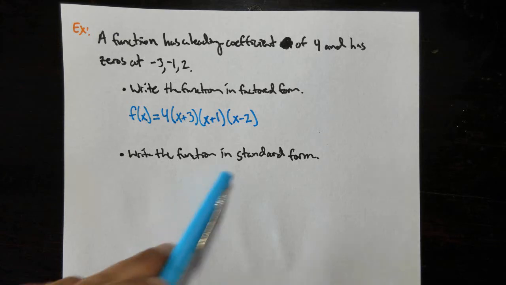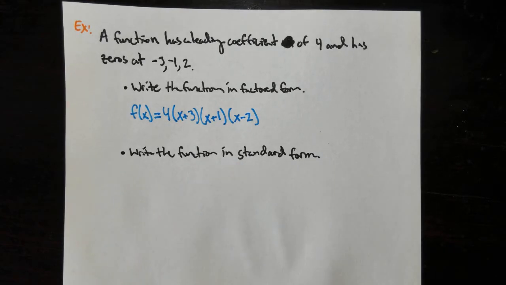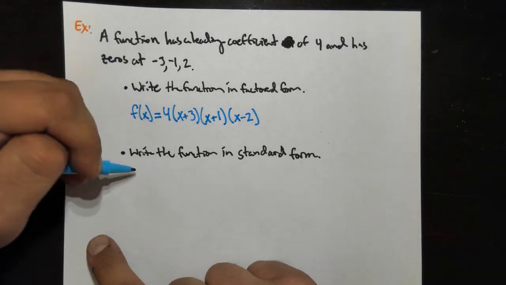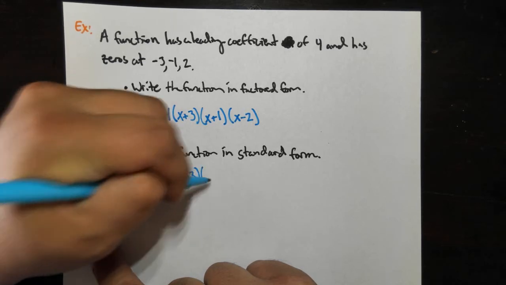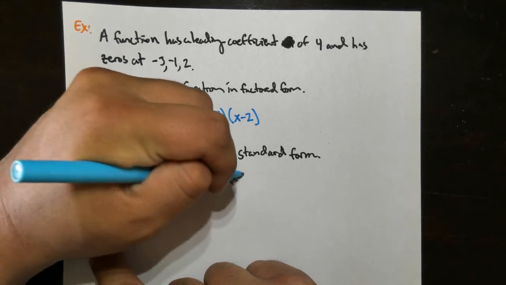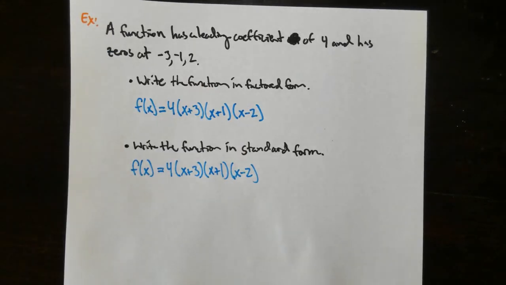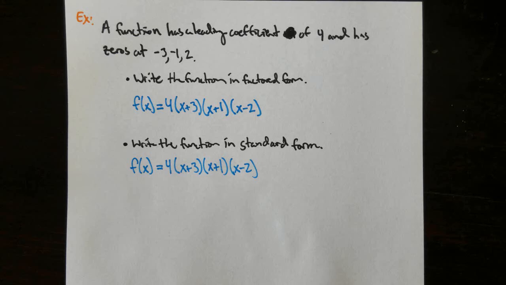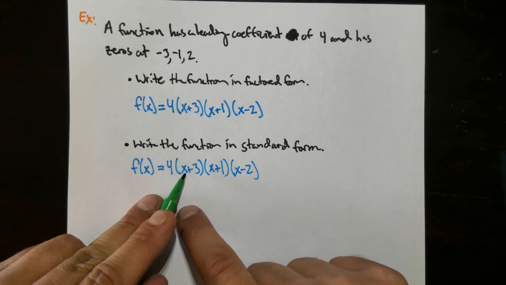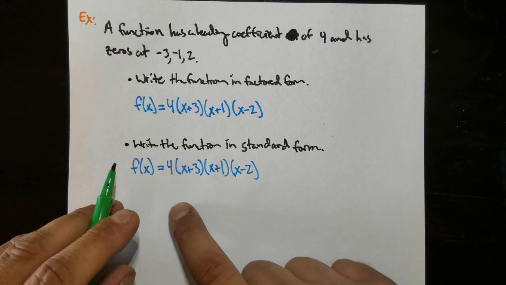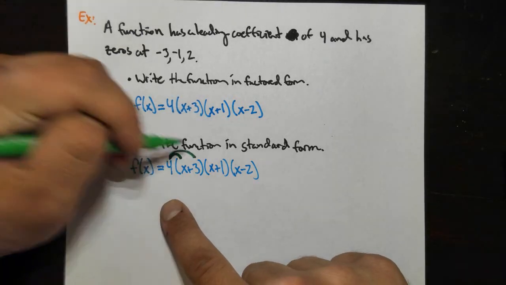But what if I want to write the function in standard form? Well, then we're going to have to multiply all these together. That's all we're going to do, just multiply them. So let's see, I'll rewrite it. And remember how we multiply things together. We only want to multiply two factors together at a time. So what I'm going to do first is take this 4 and distribute it to just one factor. You don't want to distribute to every factor, just one. So I'm just going to distribute to the first factor here.